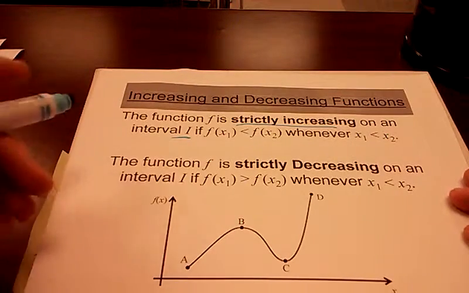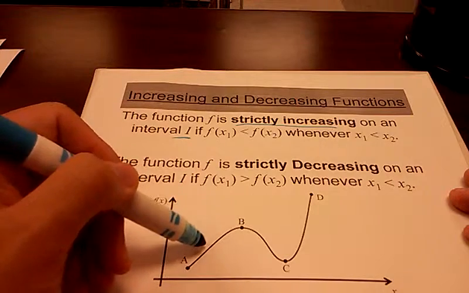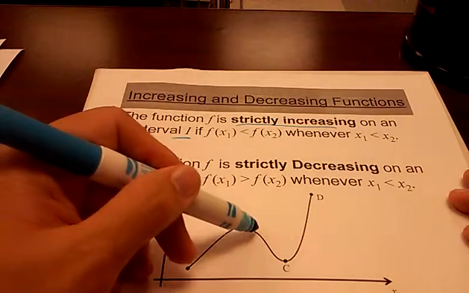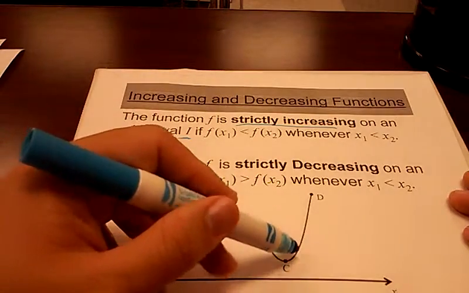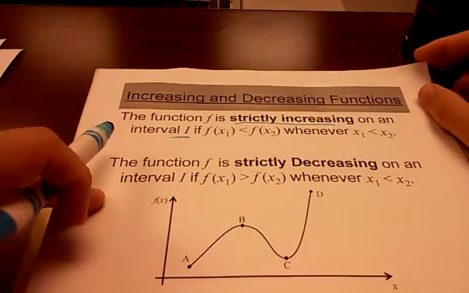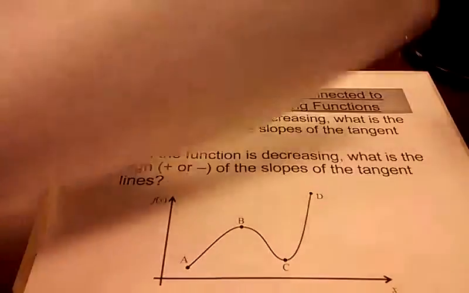Okay, so notice then that this graph is increasing up until B, then after B it's decreasing to C, and then it's increasing again up to D. So that would be the increasing and decreasing behavior of the function.